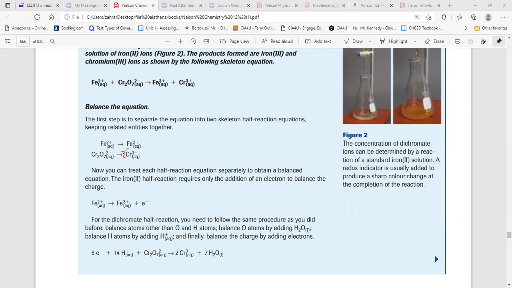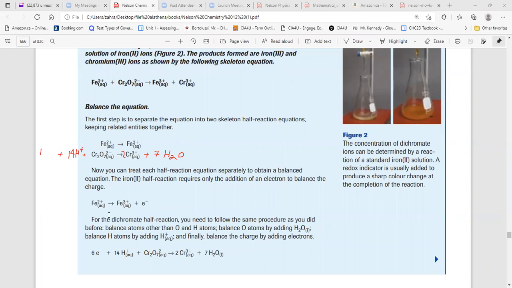Now we want to balance oxygen. So I put 7 H2O. Why 7 H2O? Because I need 7 oxygen here and I need to have a coefficient 7 here. Now I'm going to balance hydrogen. Hydrogen, we have 14, so here is 14 hydrogen ions. Now, since I need to balance the charges, I need to add how many electrons? So counting the charges.